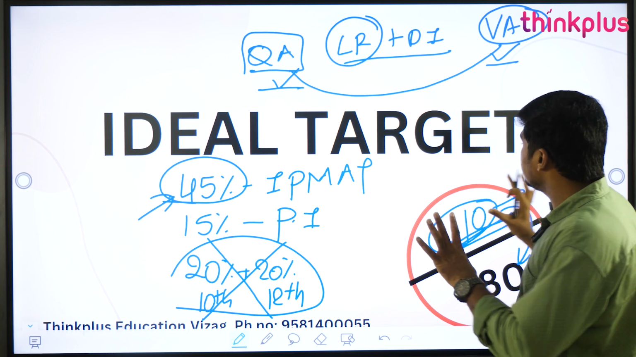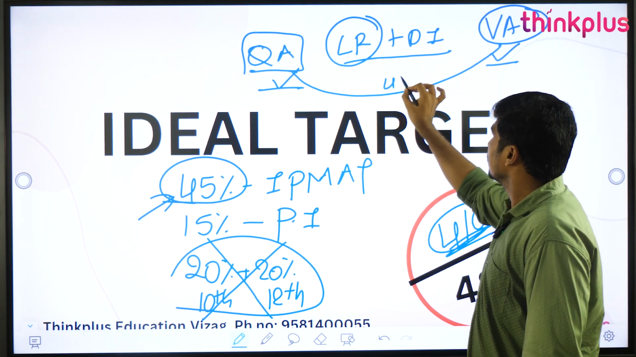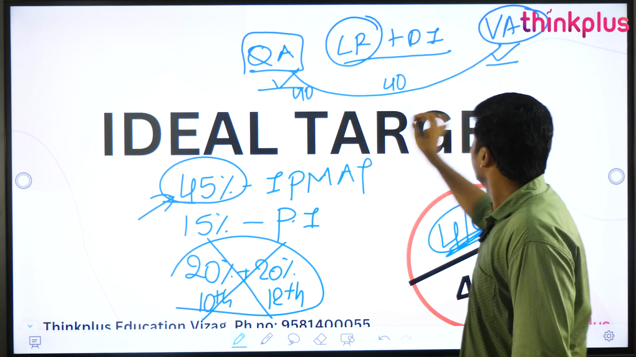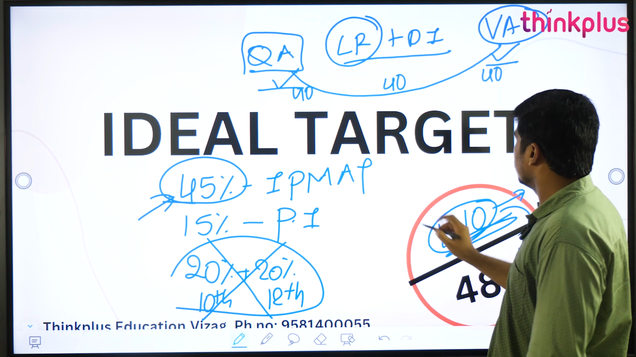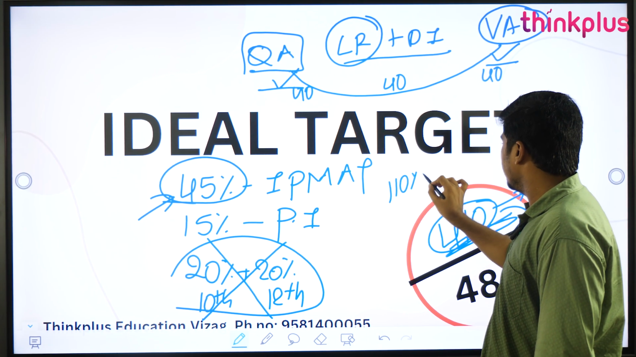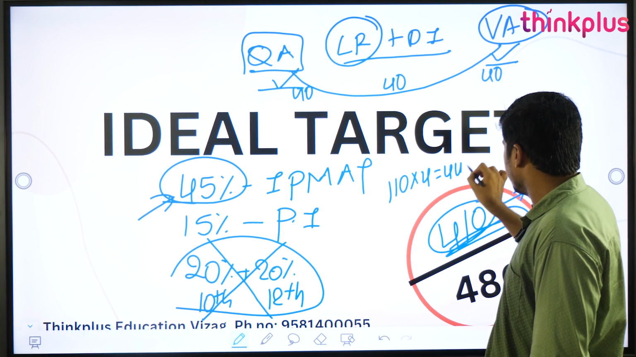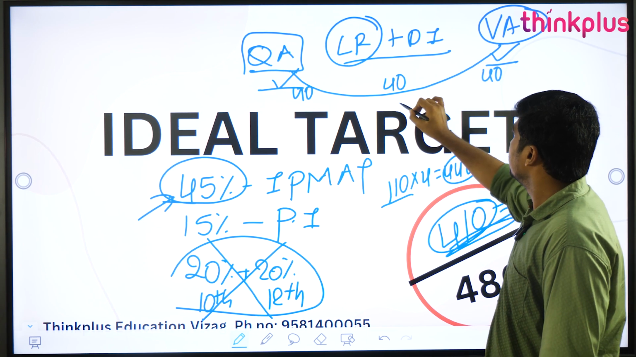Right? So out of this 410, let's say there are 40 questions here, 40 questions here, and 40 questions here. Altogether, if you're answering just 110 questions, 110 into 4, you're getting 440. Maybe if something goes wrong, you should still answer 110 questions. Obviously here, they should be high.